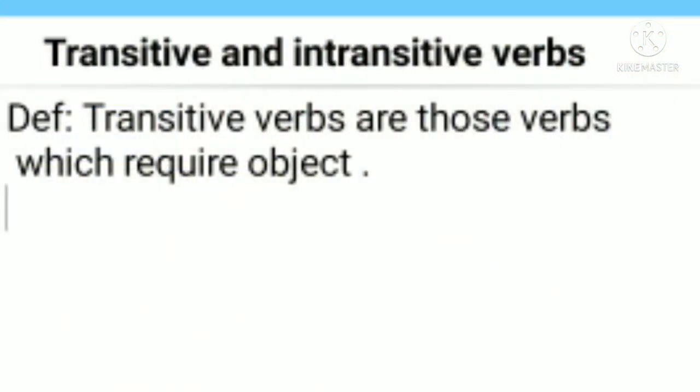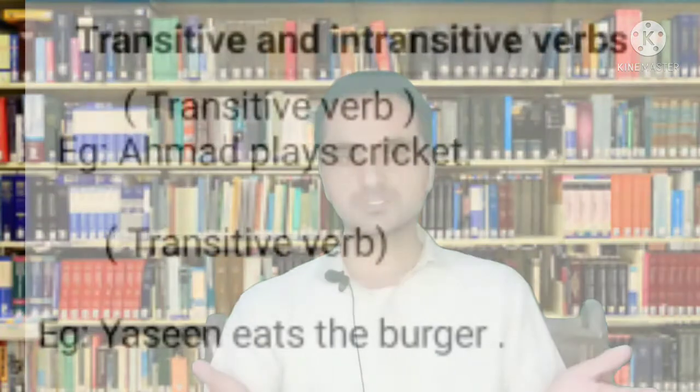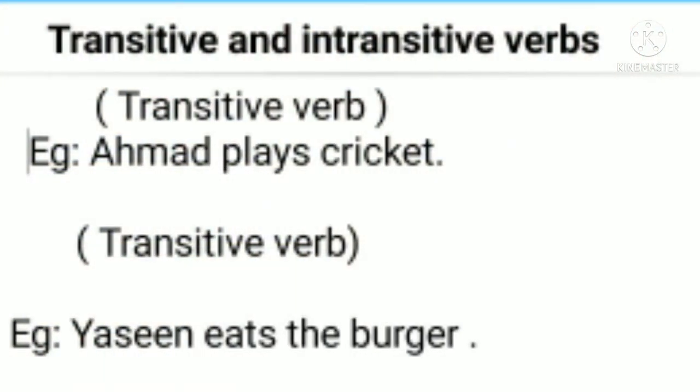Transitive verbs are those verbs which require an object in a sentence so that we get the full meaning of that sentence, right? For example, Ahmad plays cricket. Here in this sentence we have Ahmad, that is the subject, and after the subject we have the verb, and right after the verb we have an object.